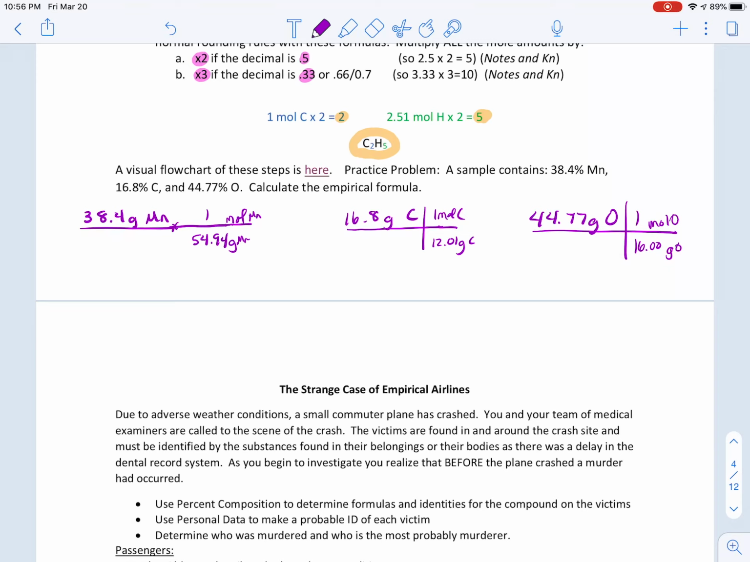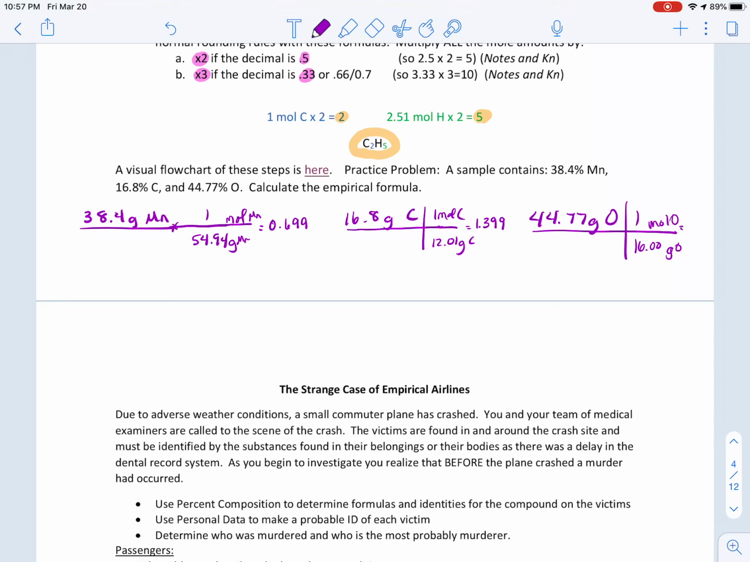So when you do the math and get your calculator handy, you're going to say 38.4 divided by 54.94. So I get this one is 0.699. It's kind of good to put a few extra decimal places in this. I could take it out to 4 places. That'd be great. I'm going to do the next one, 16.8 divided by 12.01. This one gives me 1.399.